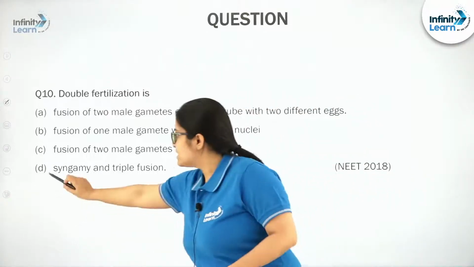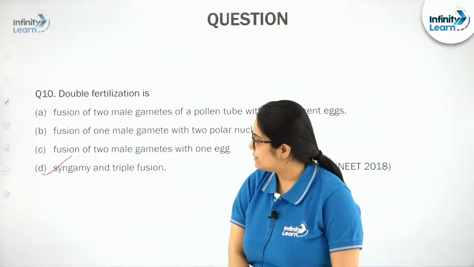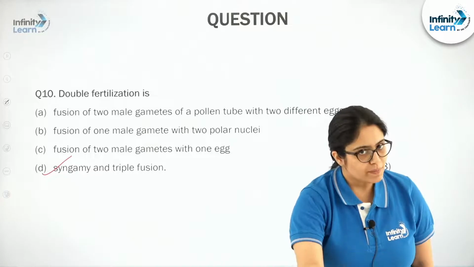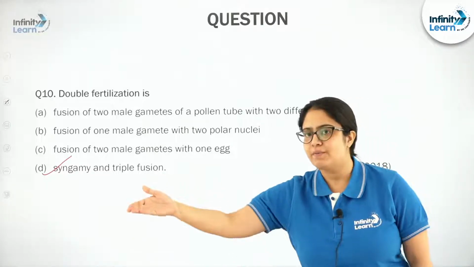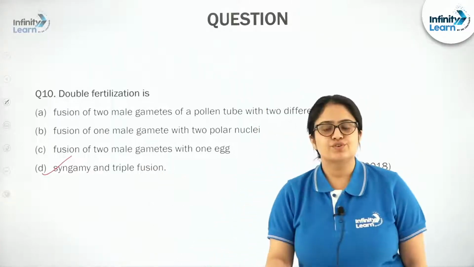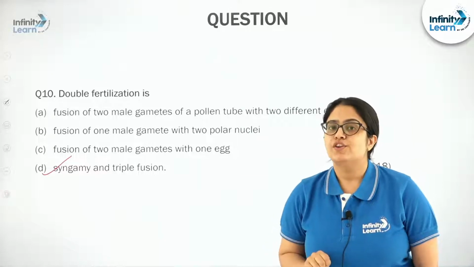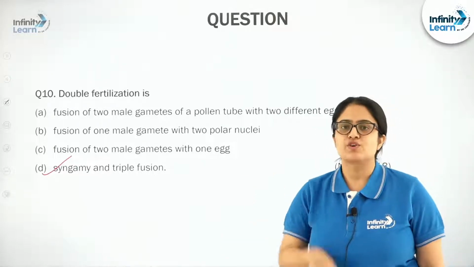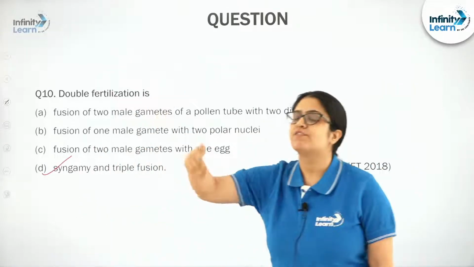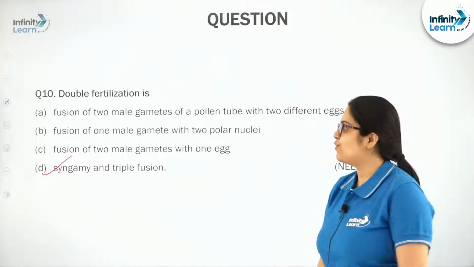Double fertilization is very simple. Double fertilization is syngamy and triple fusion. So, my lovely students, what is syngamy? During syngamy, one male gamete fuses with the female gamete and forms the zygote, that will form the embryo, that will form the seed. And what is triple fusion? During triple fusion, one male gamete fuses with the 2 polar nuclei, and finally there is formation of the primary endosperm nucleus that will in future form the endosperm that provides nutrition to the embryo, right. I hope this much is clear to all of you.